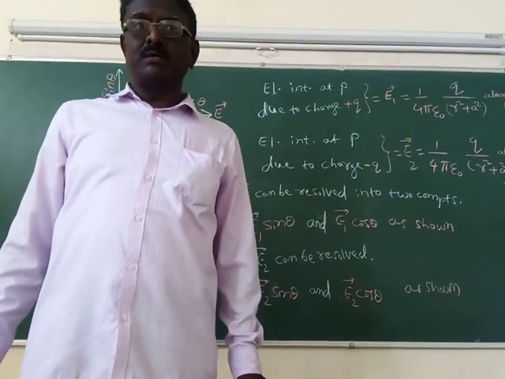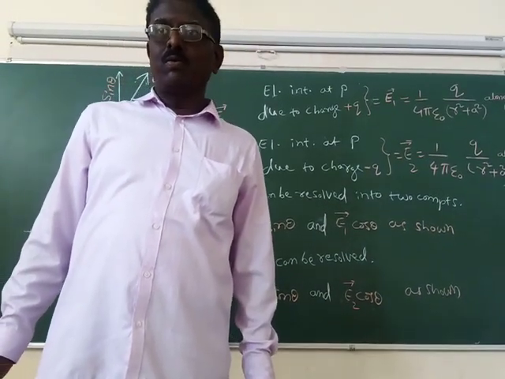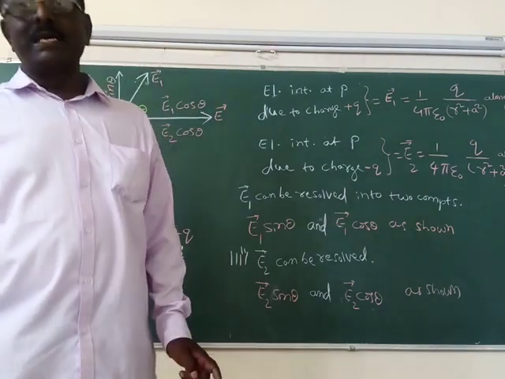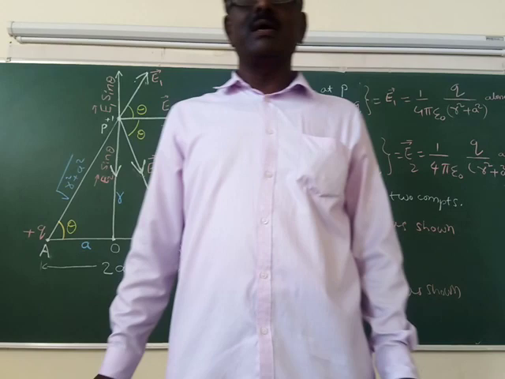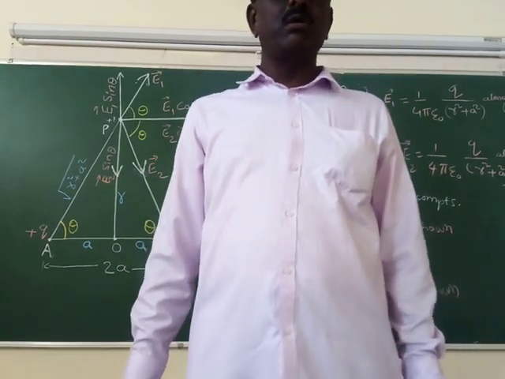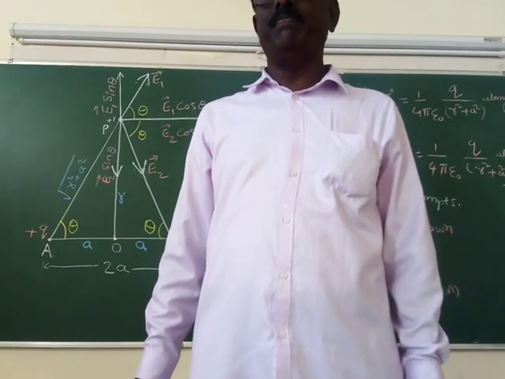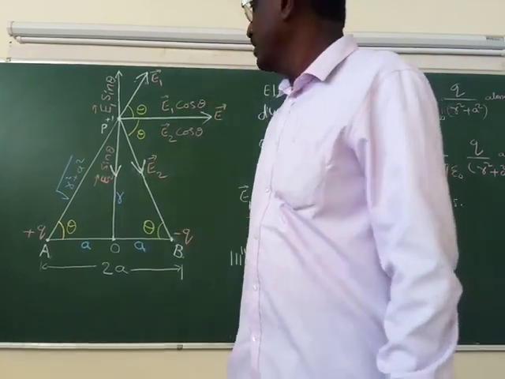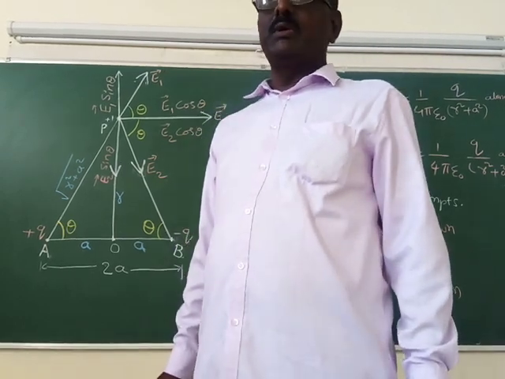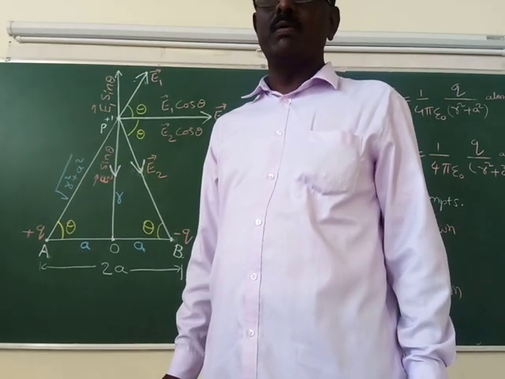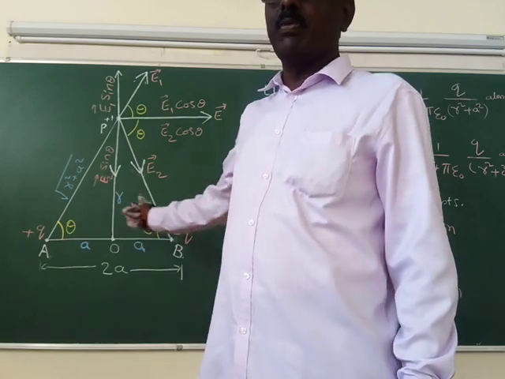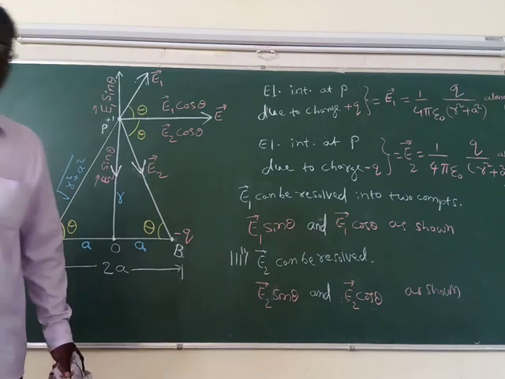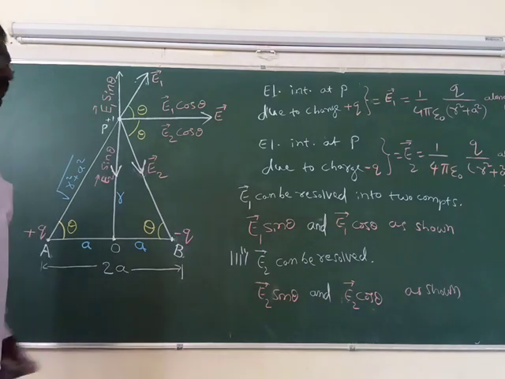Students, in the previous class, we have derived an expression for electric field at any point on equatorial plane, or equatorial line. The equatorial line is one which is the perpendicular bisector of dipole length. Now see the diagram carefully. Today we have discussed. Once again, I want to explain it.